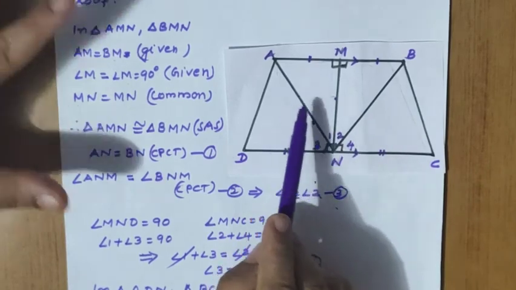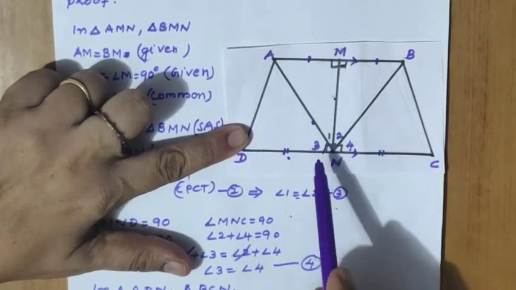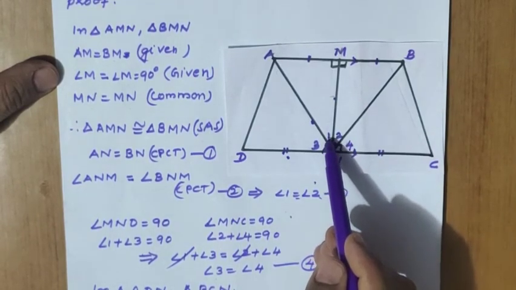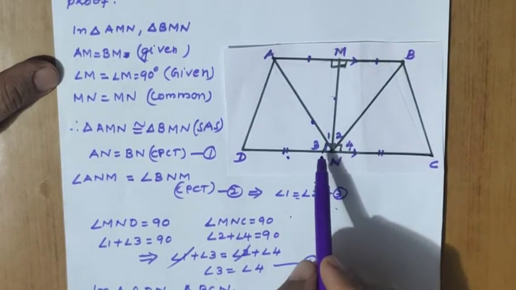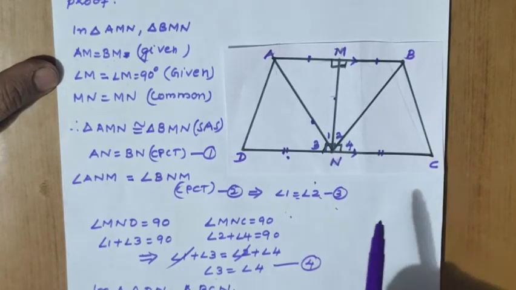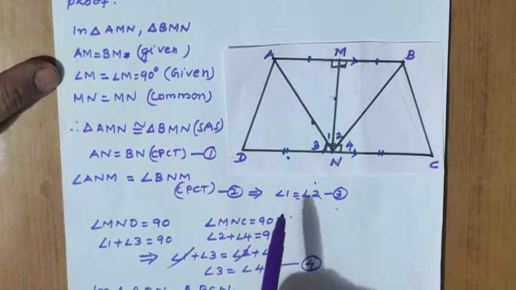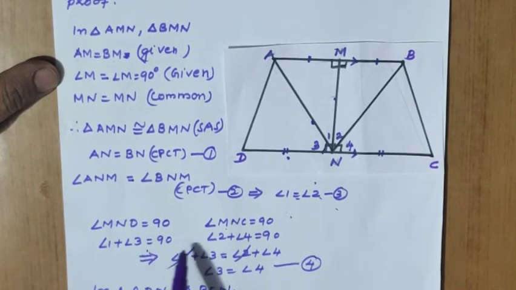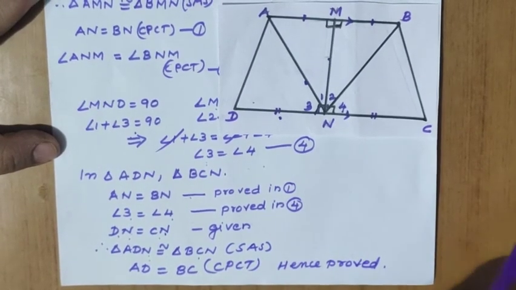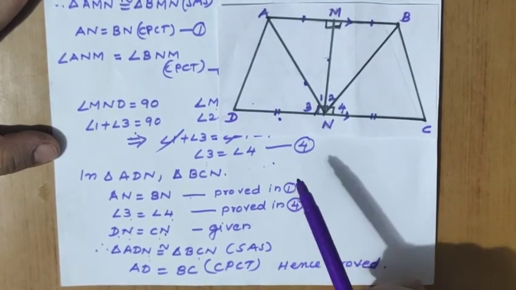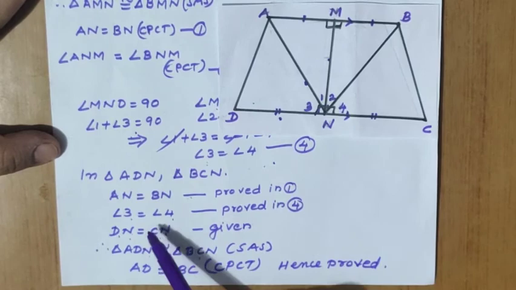By this result what we are getting? AN equal to BN. So CPCT, question number 1. Again by CPCT angle 1 equal to 2. I explained with the example how angle 3 equal to 4. So if angle 1 equal to 2, we also know from the figure 1 plus 3 equal to 90, angle 2 plus 4 is also 90. That means angle 3 equal to angle 4. Now first CPCT we got AN equal to BN and angle 3 equal to angle 4. Now we have proved. Now these are the concept we are using here.